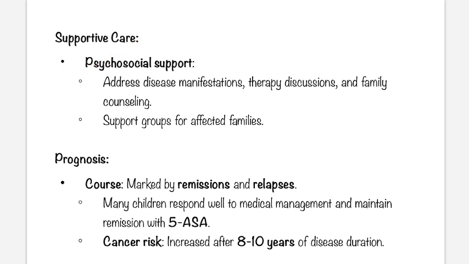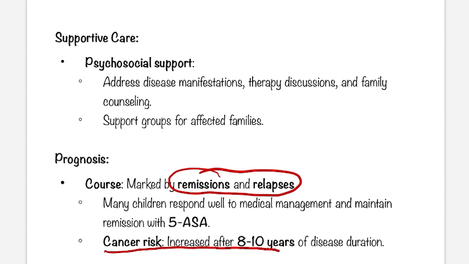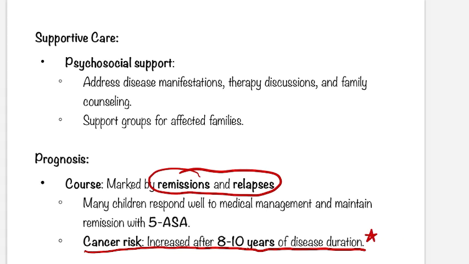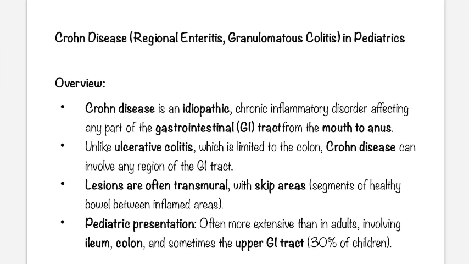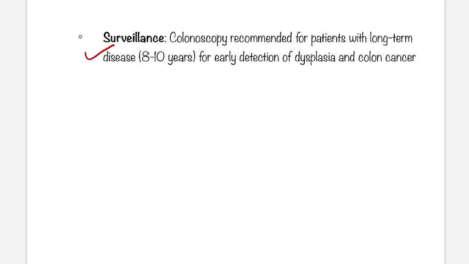Prognosis. Because it is complicated by remissions and relapses, prognosis is guarded. Cancer risk is increased after 8 to 10 years of disease duration. So we discussed that we have to do this monitoring of cancer in UC cases after 8 to 10 years. Surveillance, obviously, 8 to 10 years we have to do. Okay, so this was it for ulcerative colitis. This was an exhaustive discussion including every aspect of ulcerative colitis.